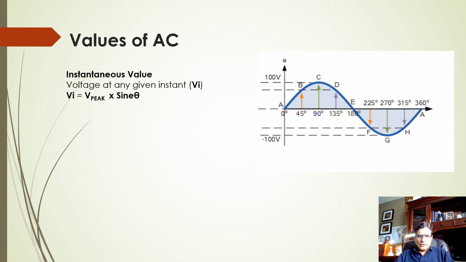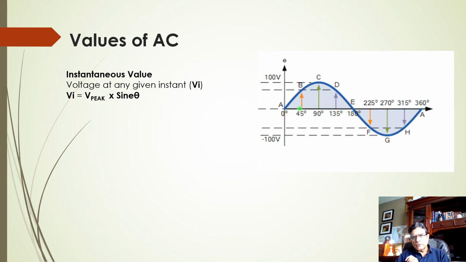Now, the 100 volts only happens at two certain moments in that cycle. At the moment when the coil is at 90 degrees, so at C it is 100 volts. At G it is 100 volts. Rest of the time it is not 100 volts. It is less than 100 volts. It will be zero at point A, at point E, and again at point 360 degrees.